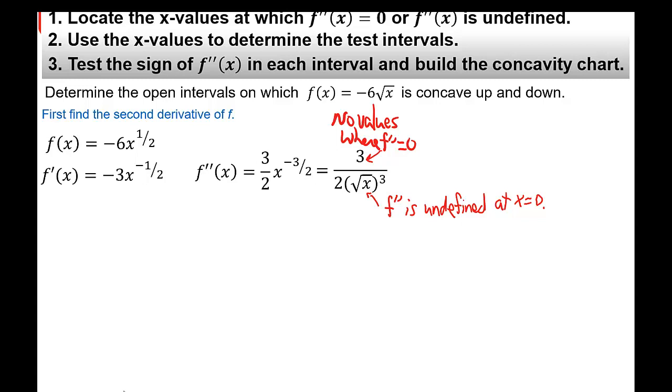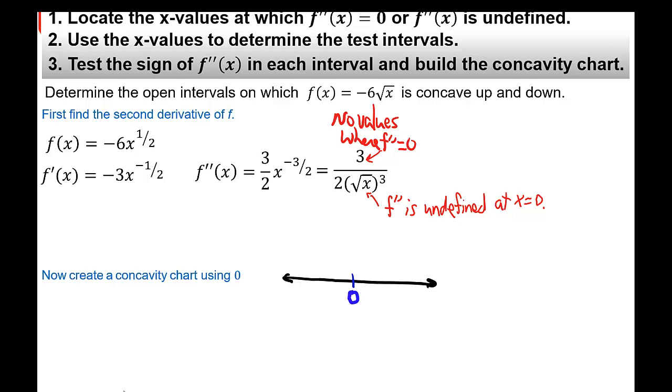But remember, step 1 says, under the guidelines, f double prime being undefined is one of the values that you need to use to determine your concavity. So I know I'm going to get a value out of the denominator being equal to 0 for the second derivative. From that, I can create the concavity chart. So 0 is the only thing going on there because there aren't any values that make the second derivative 0. There are only values that make the second derivative undefined.